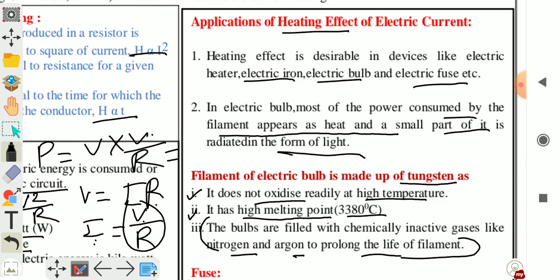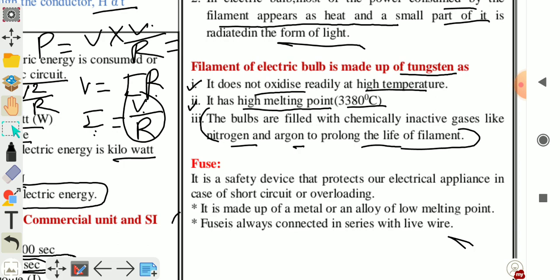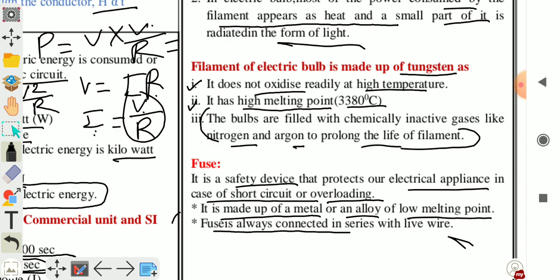Which gas is filled in the bulb? Nitrogen or argon. Now what is fuse? It is a safety device that protects our electric appliances in case of short circuits or overloading. It is made up of metal or alloy of low melting point. Fuse is always connected in series with live wire. So fuse is a device which protects our electric appliances in case of short circuit.